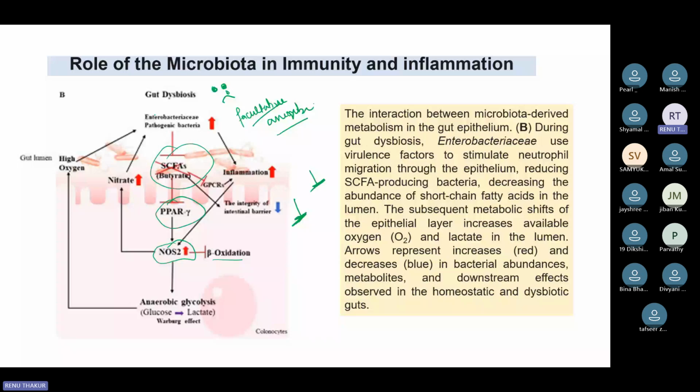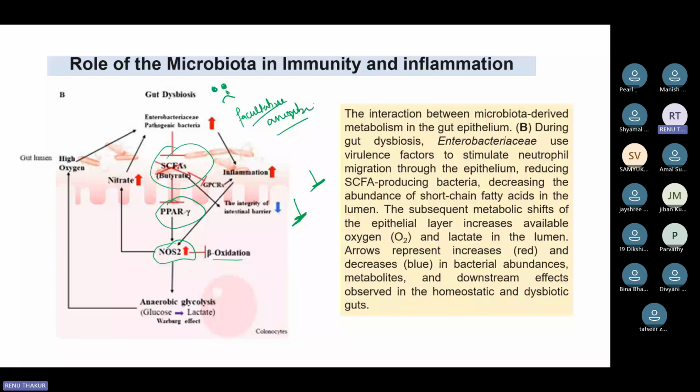So therefore, first thing is, if your gut dysbiosis is there, you will increase the concentration of all the unhealthy bacteria, or you can say the facultative anaerobes. So Enterobacteriaceae, pathogenic bacteria concentration will be increased. Then it will decrease the concentration of the SCFAs, that is butyrate. Now this will inhibit the PPAR gamma. In the good gut bacteria, it will stimulate the PPAR gamma, and the stimulation of PPAR gamma will do what? It will increase the beta oxidation. It will just cut off the oxygen level. So these things are going on if your body is not having a good gut composition.